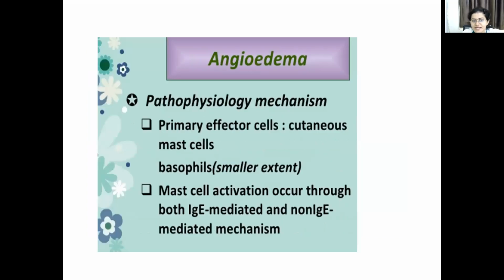So what is the mechanism behind that? Mostly there are some cells involved in this, mostly basophils, and the most common will be your cutaneous mast cells. Mast cell activation occurs through both IgE mediated and non-IgE mediated mechanisms. So the mechanism behind angioedema will be the activation of the mast cells.